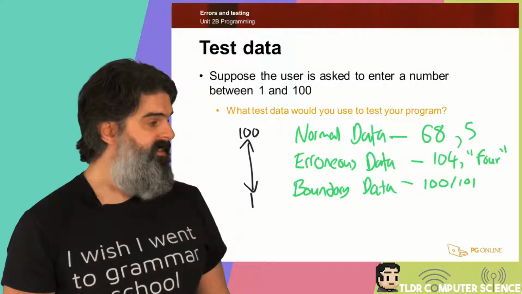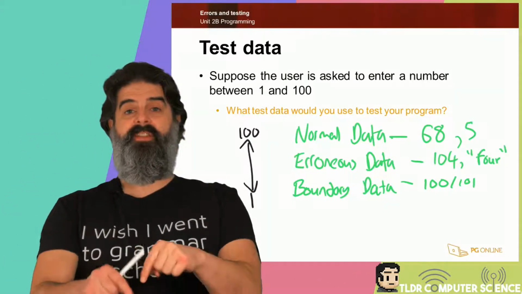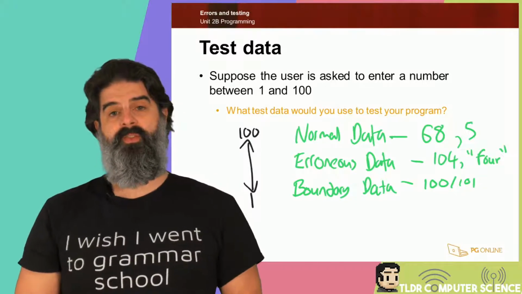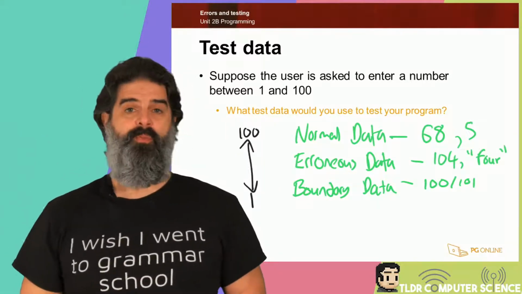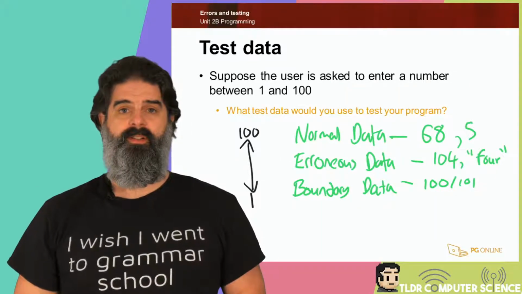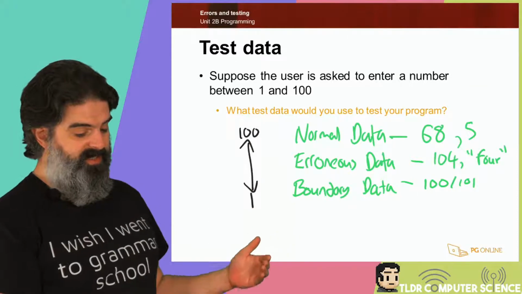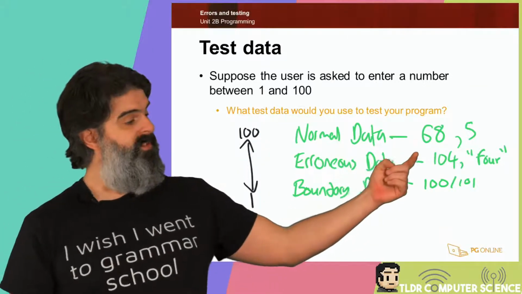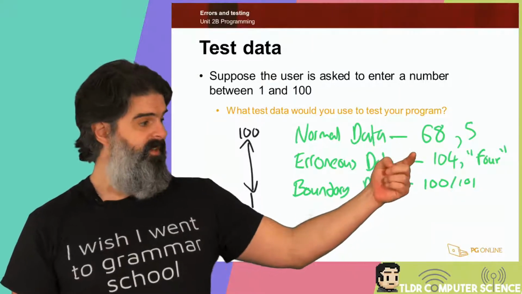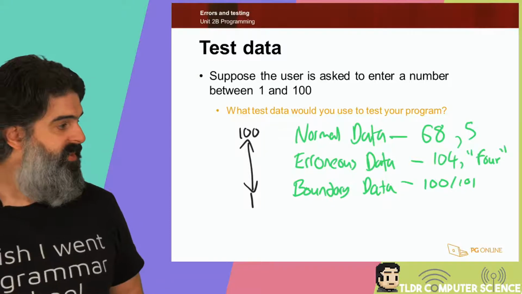So what's happening here, Zara, is we're writing a bit of code and it gets the person to type in a number between 1 and 100. And in theory, it rejects anything that's not between 1 and 100. What we want to do is throw numbers at it to see if it actually works. So normal data, which it should accept, could be 68 and 5. Erroneous data will be data that it shouldn't accept because it's outside of the range.